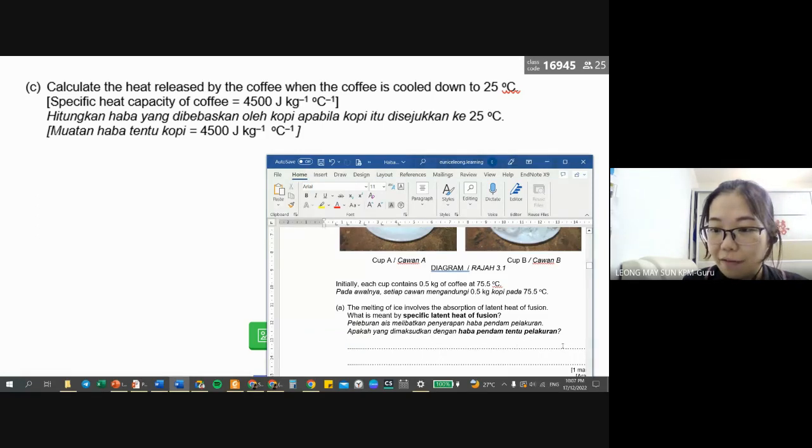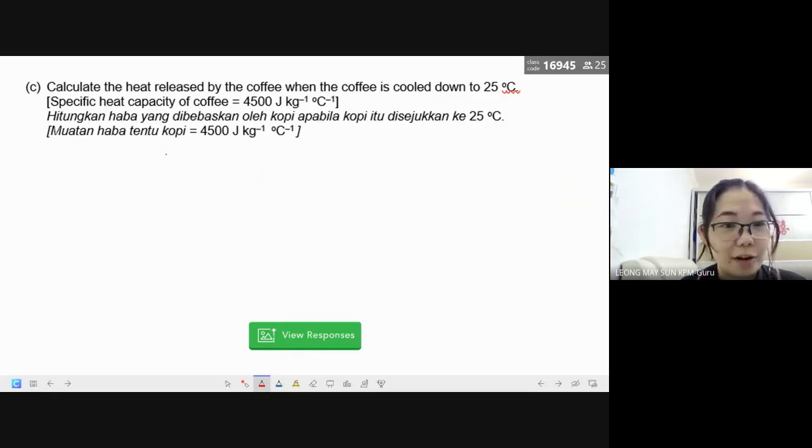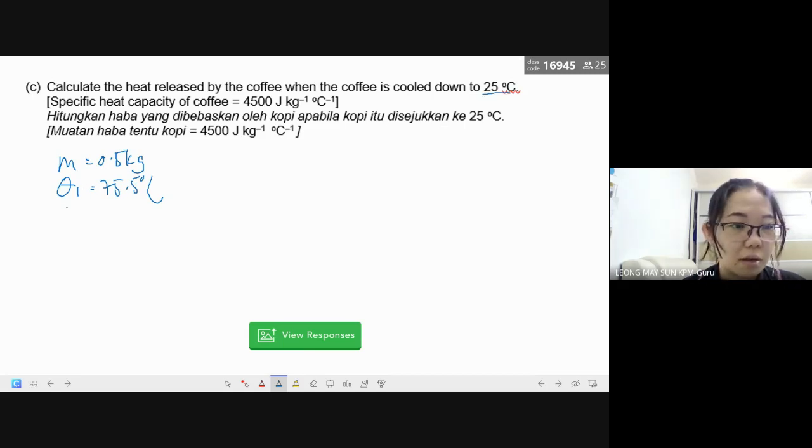The mass is 0.5 kg, initial temperature is 75.5 degrees Celsius. Coffee is cooled down to 25 degrees Celsius, theta 2. That's why I opened the picture just now. 25 degrees Celsius. Specific heat capacity of coffee is 4,500 joules. So this specific heat capacity, you see the C over here? Okay, so specific heat capacity C is 4,500 joule per kg per degree Celsius.